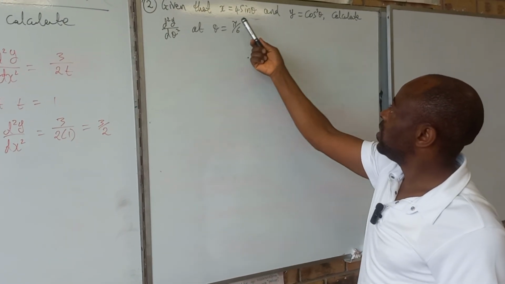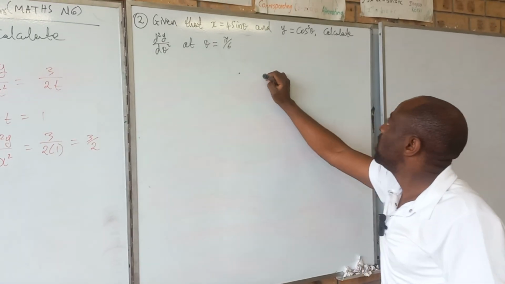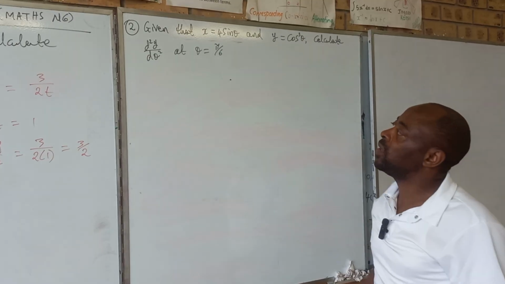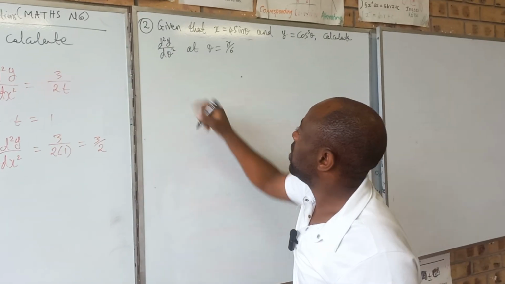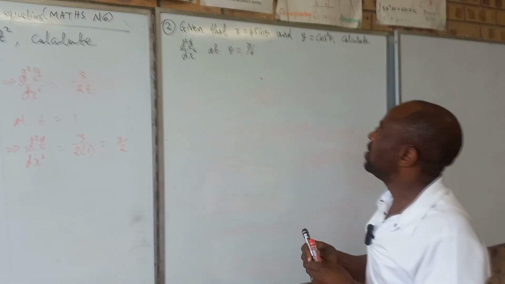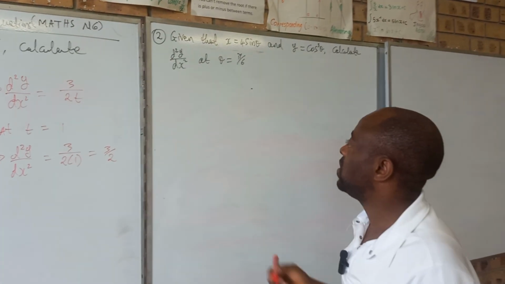So we are doing the same thing. We have the function x being 4 sine theta, and we've got y being cos cube theta. We need the second derivative of y with respect to x at theta equal to pi over 6. So the procedure is the same.